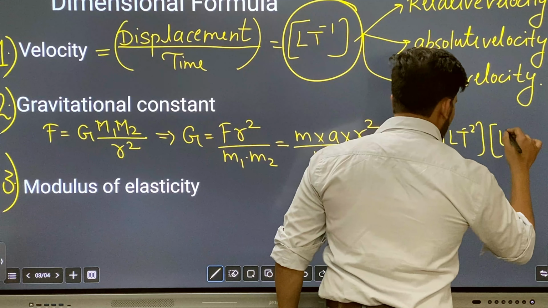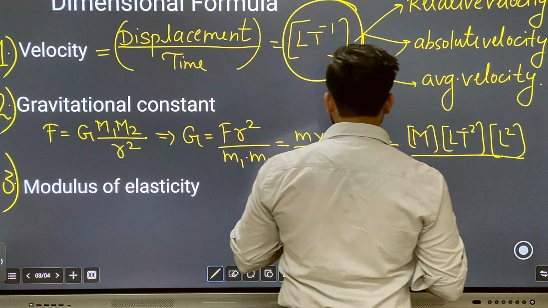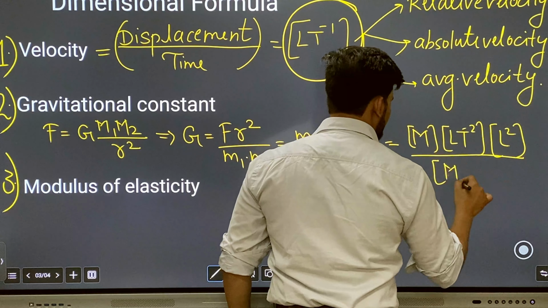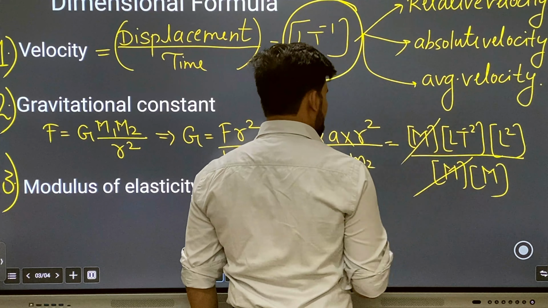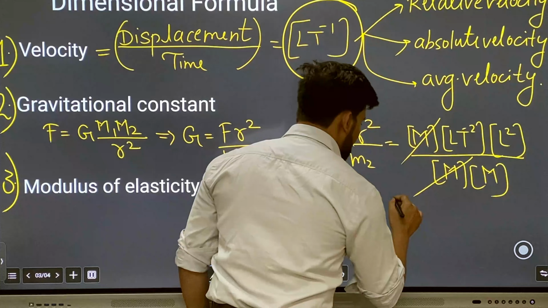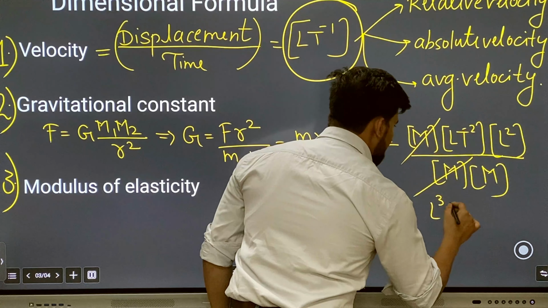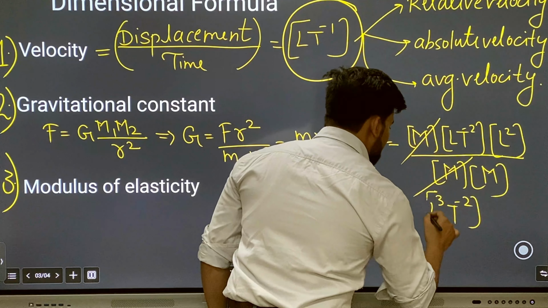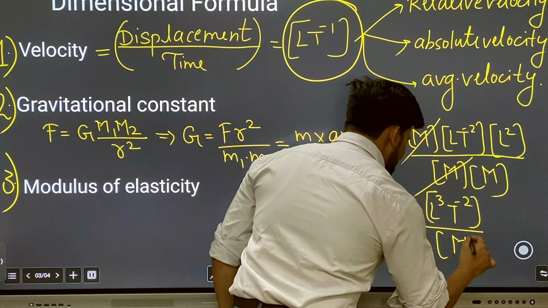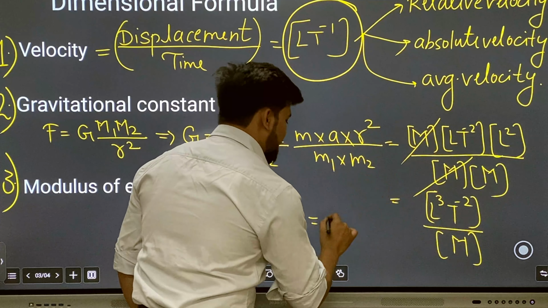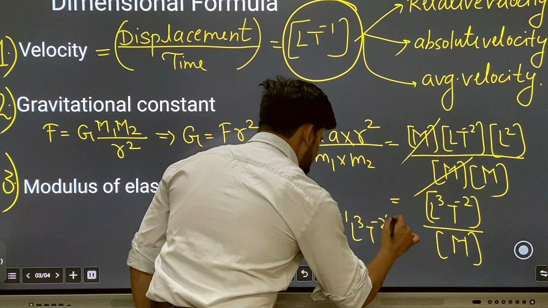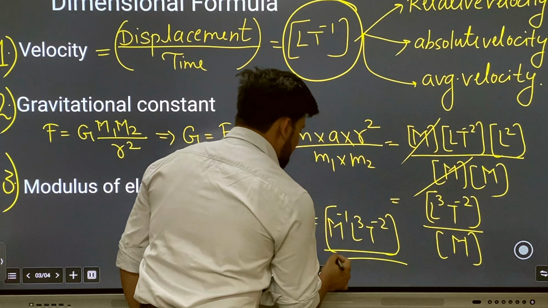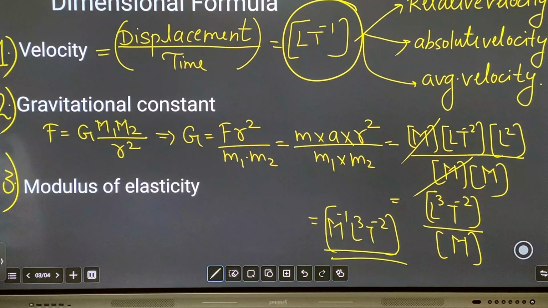r stands for L की power 2, whole divided by m1 यानी कि एक मास आ गया और अगेन दूसरा मास आ गया. When you solve it, these two will cancel out, M and M will cancel out, so it will become L3 T minus 2 divided by M, or you can say M minus 1 L3 T minus 2. This one is the dimensional formula of your gravitational constant. It stands for capital G.